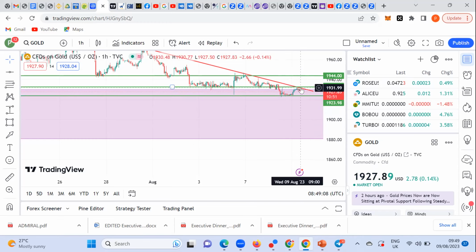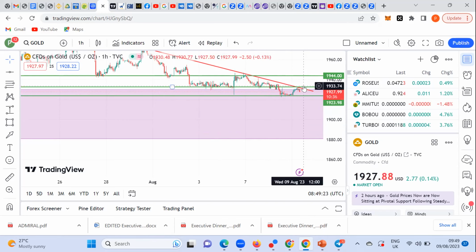Now, but you could see that this was rejected, right? This was rejected. And where was it rejected? 1931 was rejected. That's an area of confluence with your diagonal, that is your trend line, and at the same time, the horizontal line. So it was rejected.